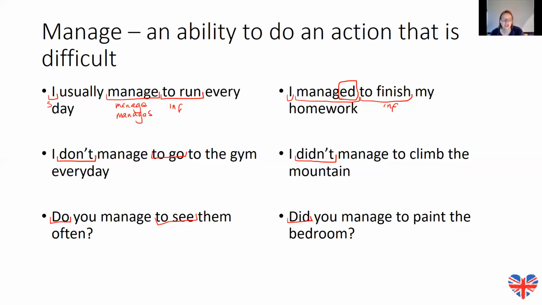So we need manage plus a verb. So we need to know what it is that you managed to do. You can't just say, I didn't manage. You have to know what. You didn't manage to climb, didn't manage to paint, didn't manage to finish, did manage to see. So you have to have a full verb afterwards. And that's it. That's can, that's be able to, and that's manage, to talk about things that you are able to do both now and in the past.